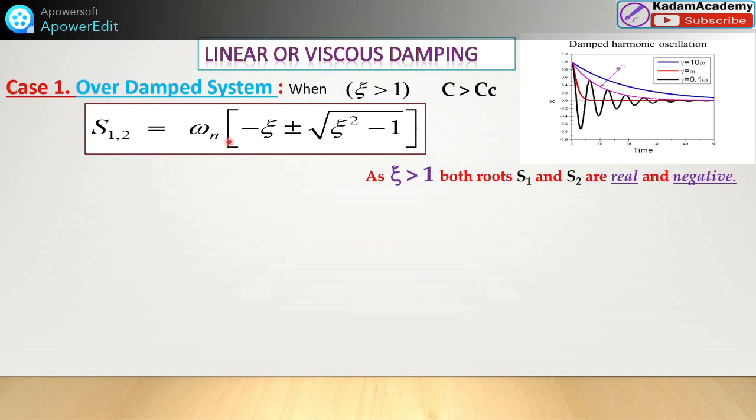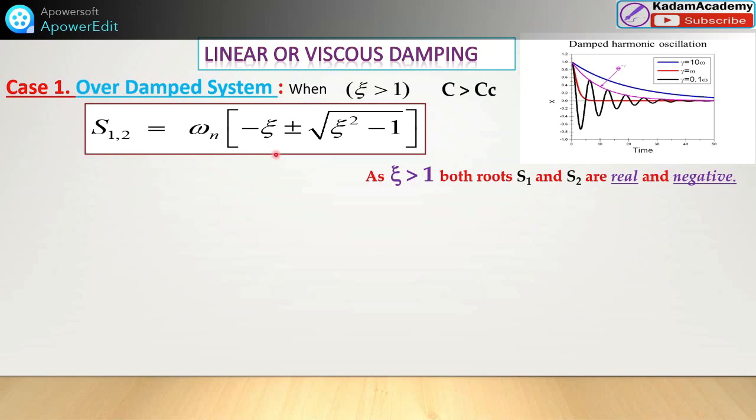S1, S2 are real and negative, and we can write this value. We have already derived this in the linear viscous damping video. Watch that video; I have derived it there, so I have written this equation directly here.